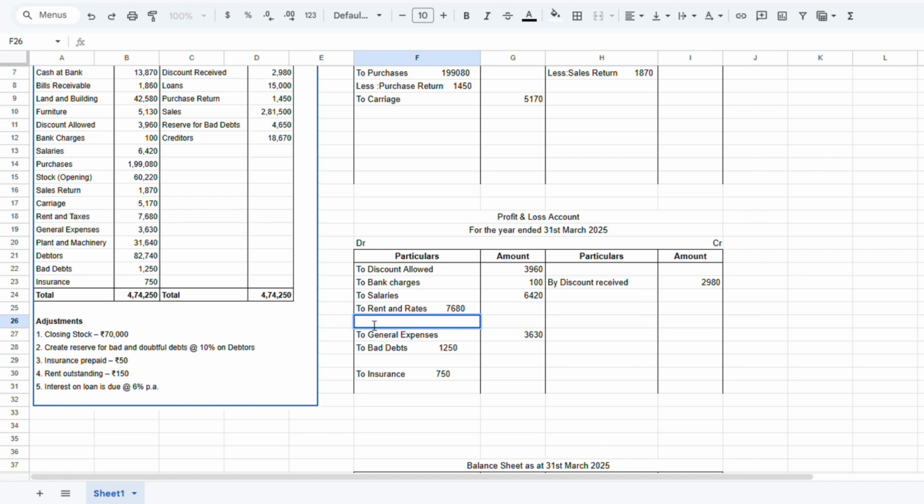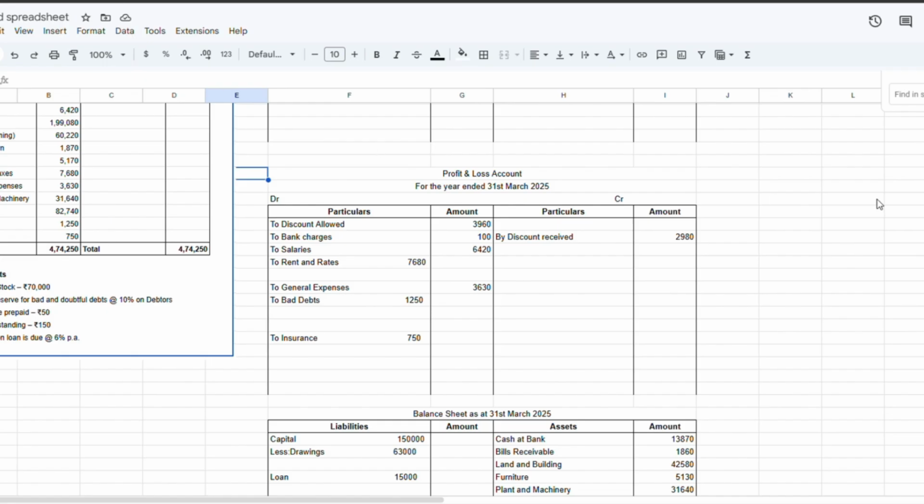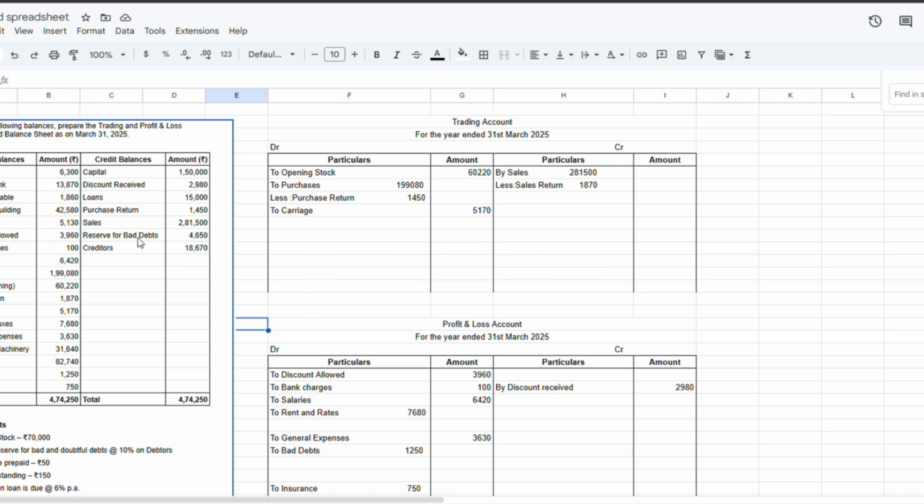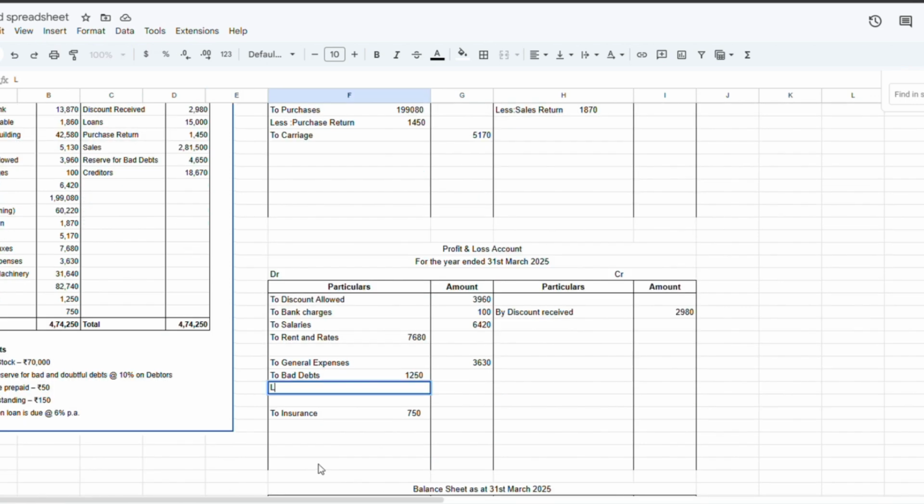Next we have reserve for bad debts. There is another entry, that is reserve for bad debts, adjustment for bad debts. I'll just move it in the next column. Reserve for bad debts is 4,650. It means the company will keep the reserves if the customer will not pay. So it is profit and loss account. We will deduct it from bad debts, so less reserves for bad debts.